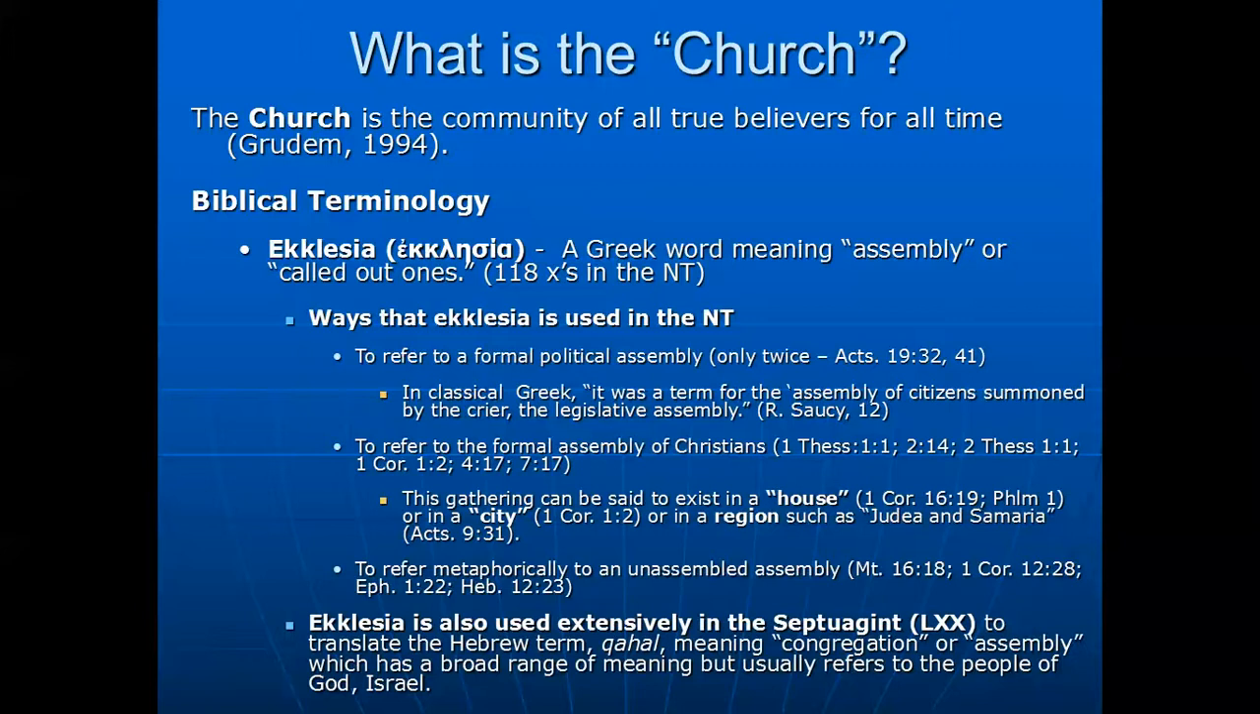It's also important to note that ekklesia is used extensively in the Septuagint, right? That's the Greek translation of the Old Testament, and it translates the Hebrew word kahal, which means congregation or assembly. And that has a broad range of meaning, but it usually refers to the people of God or Israel, right? So even this term, church, is used in the Septuagint to refer to Israel.